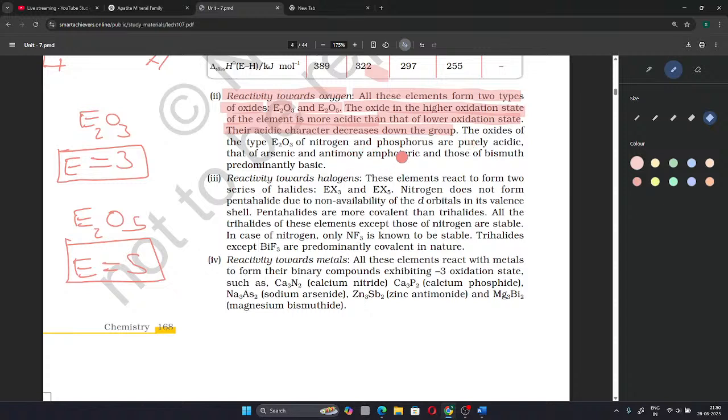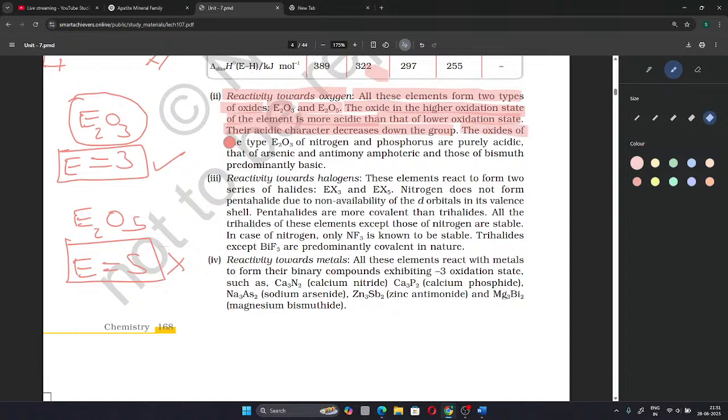So for higher oxides, in the case of E2O5 the oxidation state is 5 and in E2O3 the oxidation state is 3. Based on this definition we can say that E2O5 is more acidic than E2O3. But as we go down the group, this higher oxidation state is not preferred, whereas the low oxidation state 3 is preferred. Because of that, these oxides are less acidic, so acidity decreases as we go down the group.